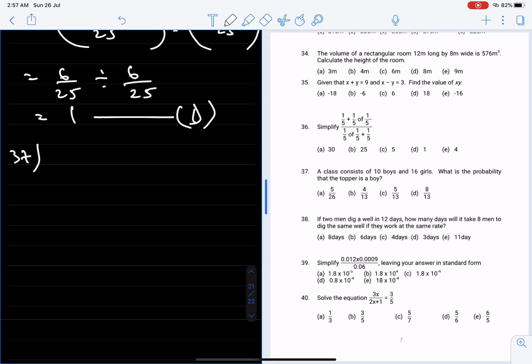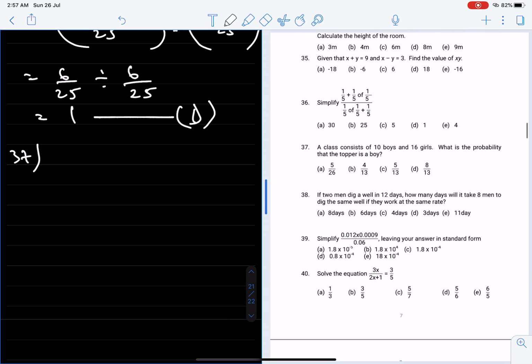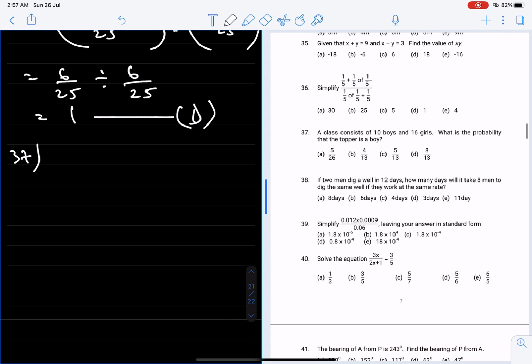Now the next, 37. A class consists of 10 boys and 16 girls. What is the probability that the topper is a boy?